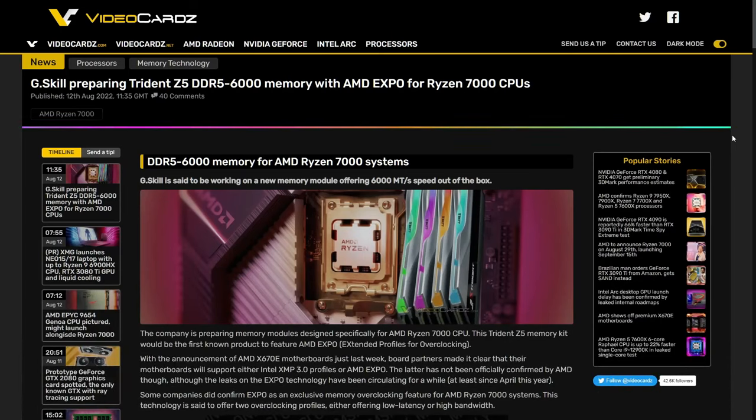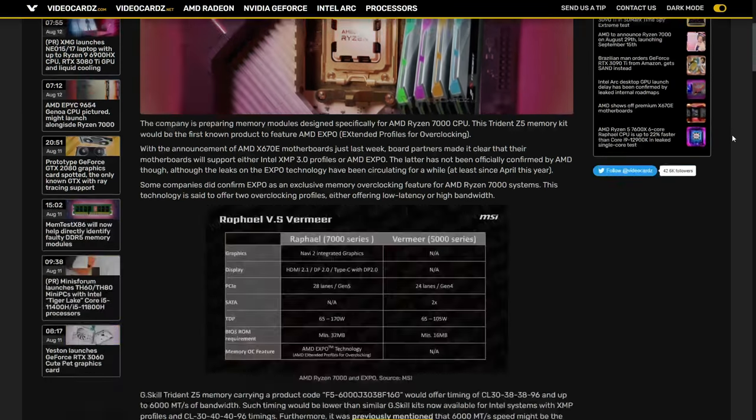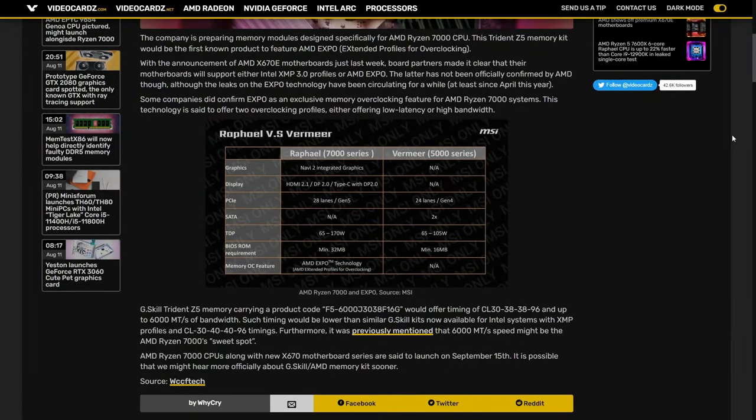And then we have G.Skill, which is preparing the Trident Z5 DDR5 6000 memory for AMD EXPO for the Ryzen 7000 series. And yeah, that's pretty much about this memory.